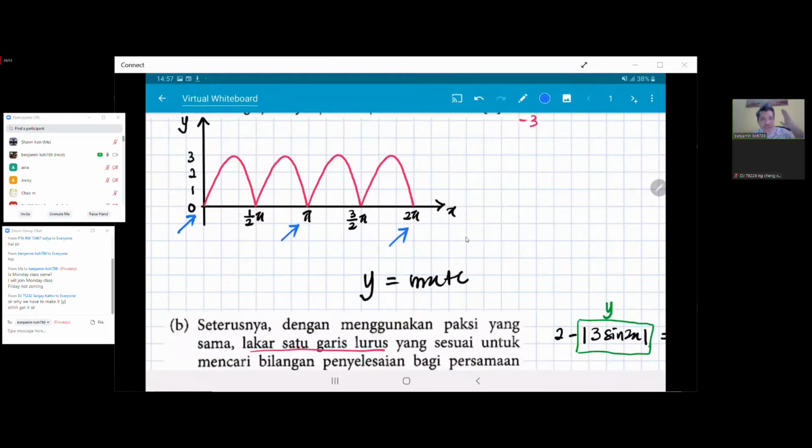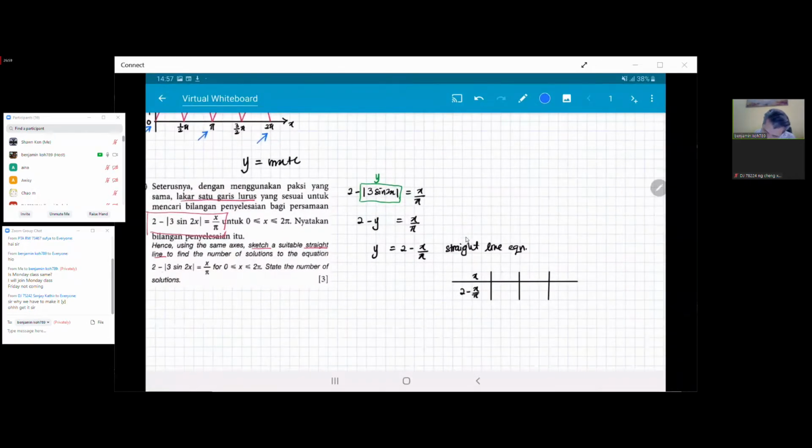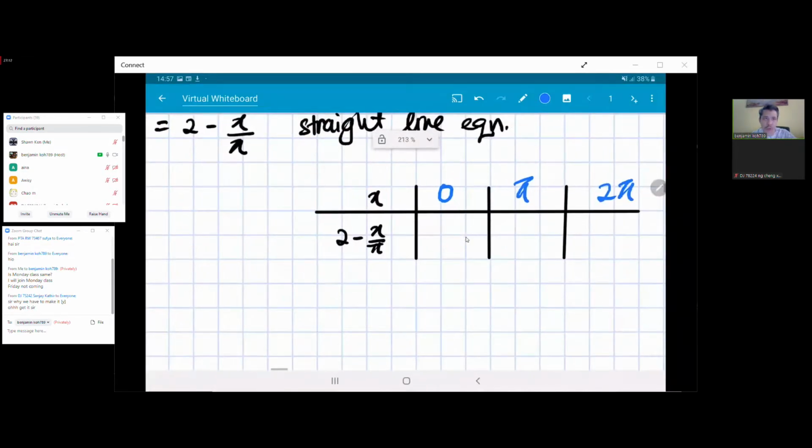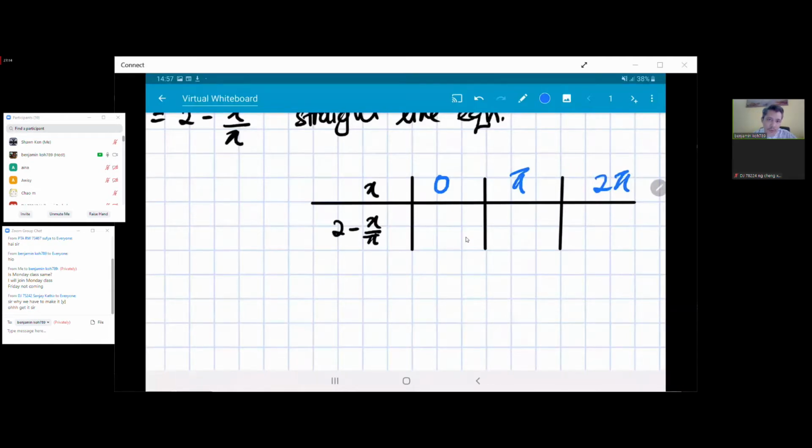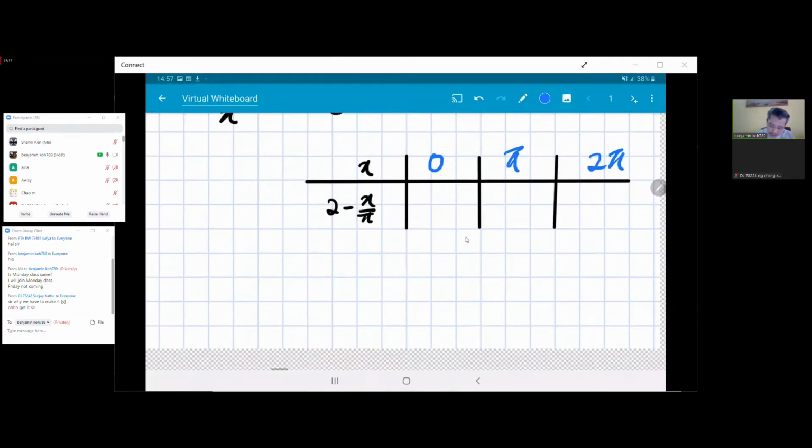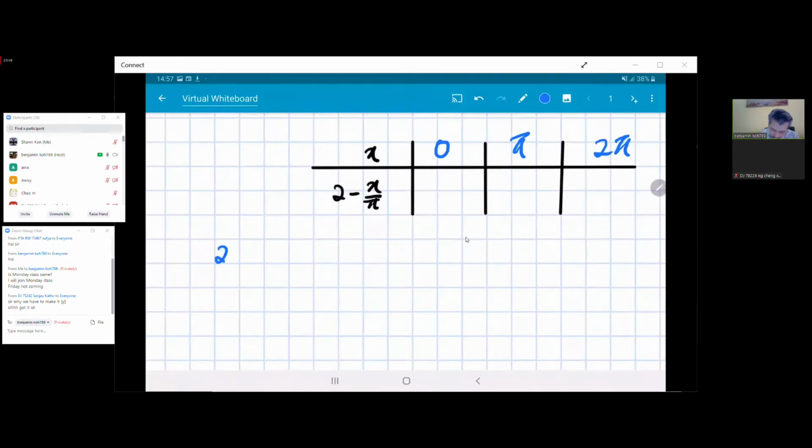Boleh faham tak? So maksudnya now, in my table here, I'm going to ganti x with 0, pi, and 2 pi. Boleh faham? Those 3 points, and then you replace, and you can find your value. So when I replace 0, once again you do not need to show the working, building a table is good enough. But because here you may not understand, the first one is 2 minus x, 0 over pi. So you calculate that. What do you get? 0 over pi is 0. 2 minus 0 is 2. So this number is 2. Got it? You replace one by one.